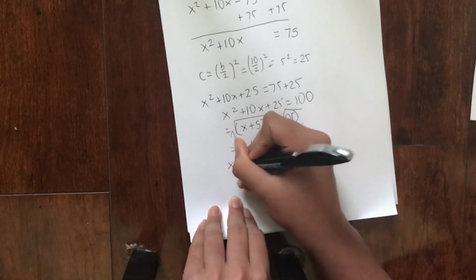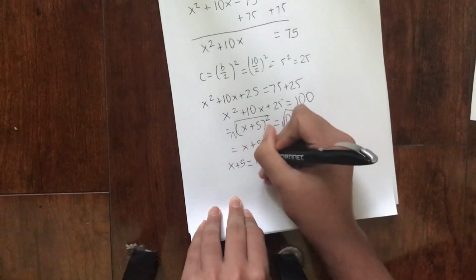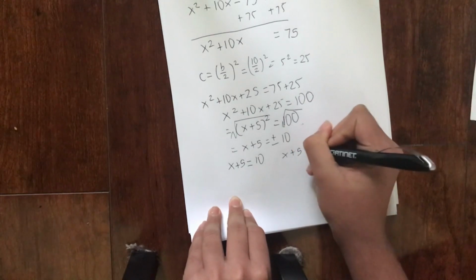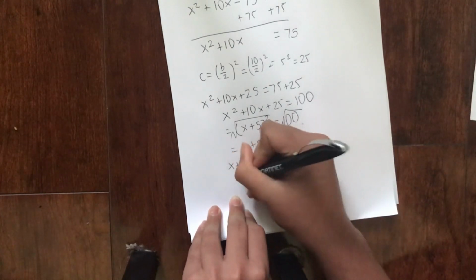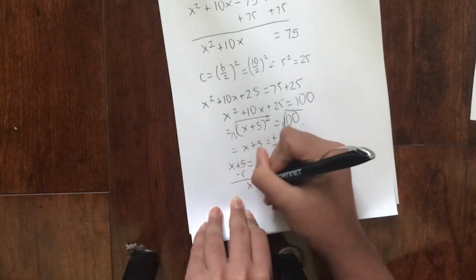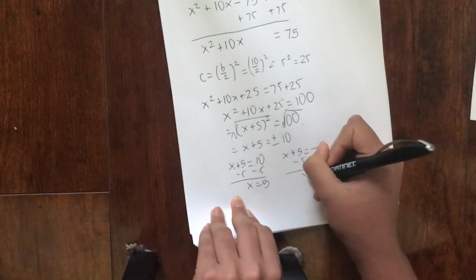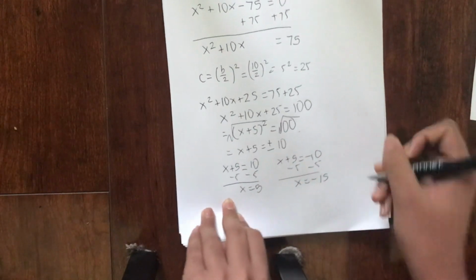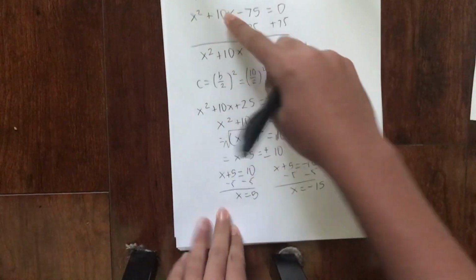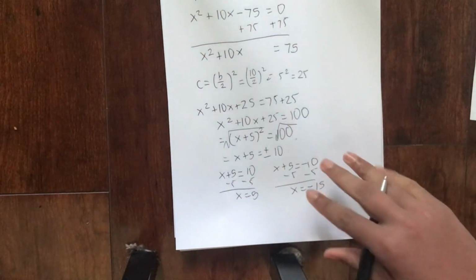Now we have two equations. x plus 5 is equal to 10, and x plus 5 is equal to negative 10. Subtract 5 on both sides. x is equal to 5. And subtract 5 on both sides. x is equal to negative 15. These are the roots. You can even try substituting them into this equation right here, and that's the answer you get.